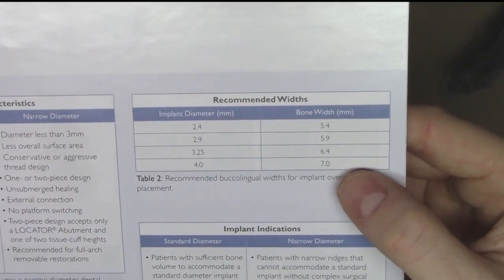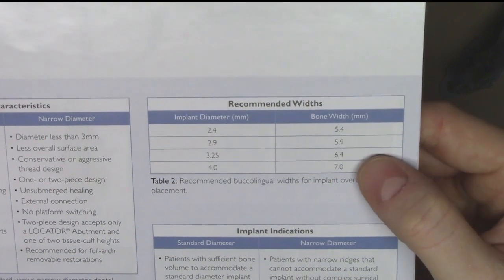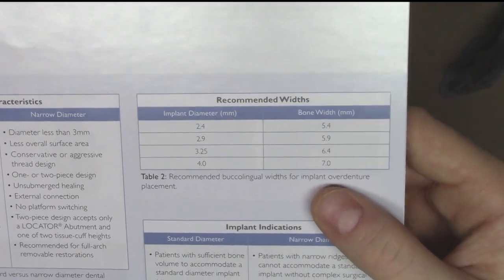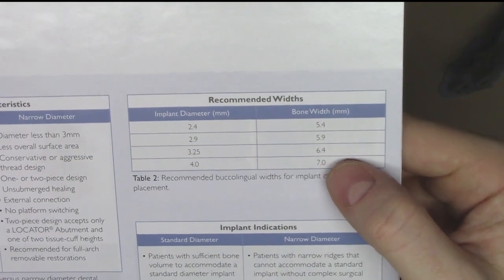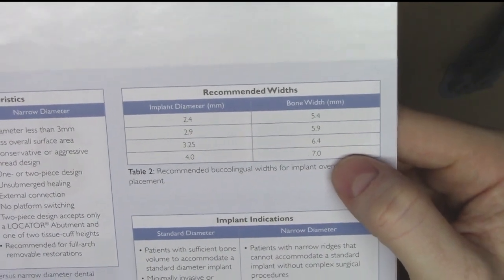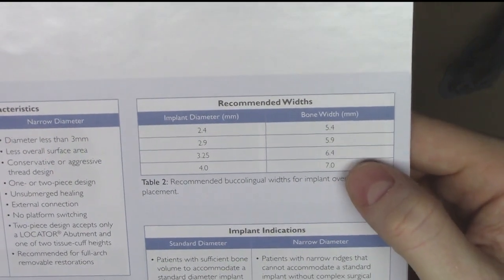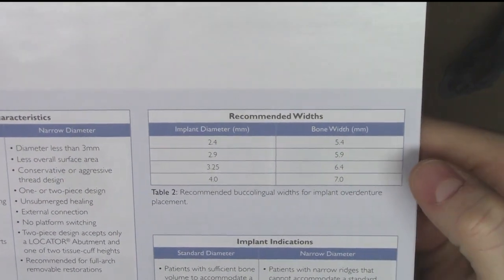The 3.25 or 4.0 are our standard diameter implants, and those are the smallest sizes that are available through Zimmer-Biomet. And you can see here that the 3.25 requires 6.4 and the 4.0 diameter requires 7.0. So that's a significant difference going from 5.4 to 7.0.